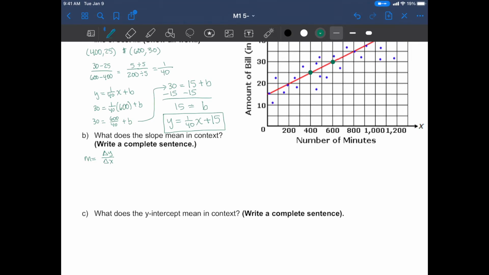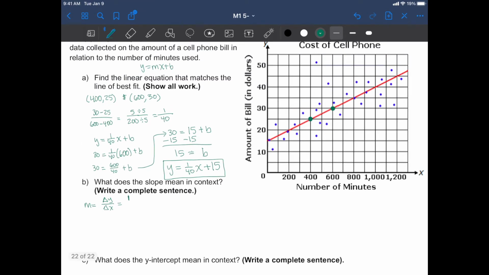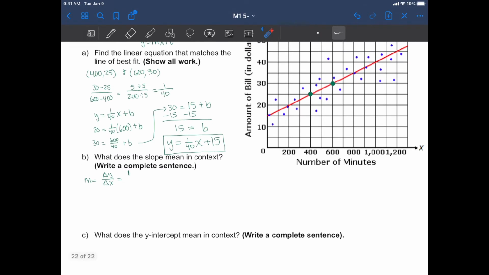Okay, part B says, what does the slope mean in context? Write a complete sentence. So first I want to remind you how to calculate the slope. It is the change in y over the change in x, or the change in vertical distance over the change in the horizontal distance. So we have a 1 up top, and the y values have units of dollars. So I'm going to write $1 up here. And then I have a 40 on the bottom. The x's have units of time in minutes, so I'm going to write minutes. And then I'm going to pause the video so I can write my sentence and then read it out loud.